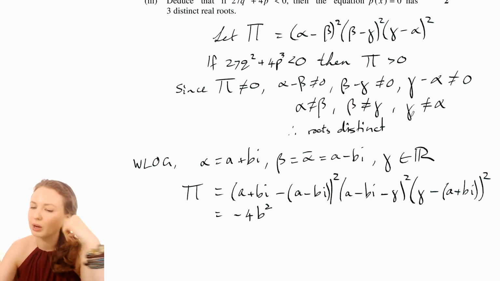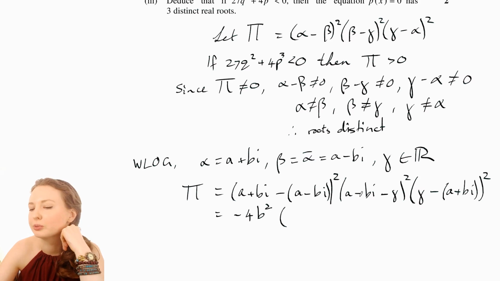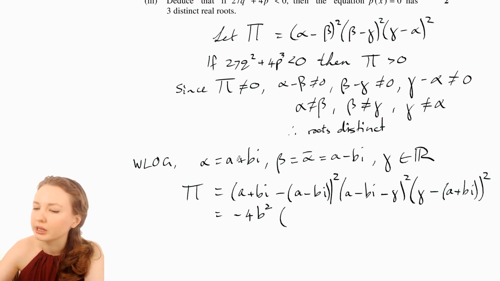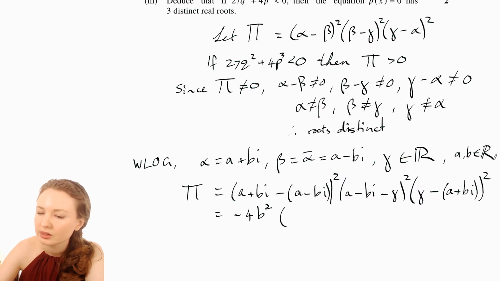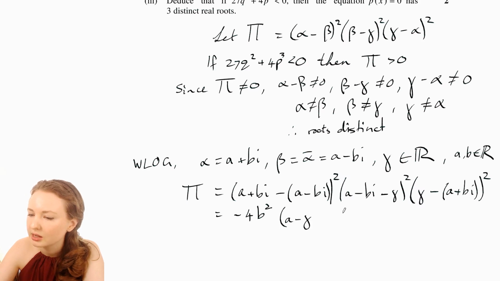So let's think about what this is going to make. I would group the real parts together because we know A and gamma. Oh, I probably should have said something here about A and B being real. Okay, so let's group the real parts. So A minus gamma, and then you've got minus bi.